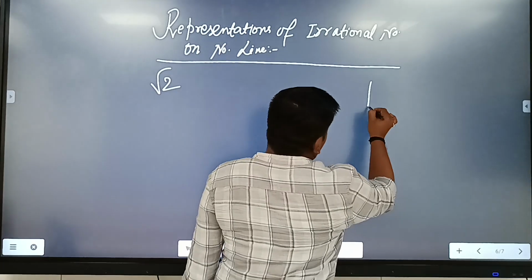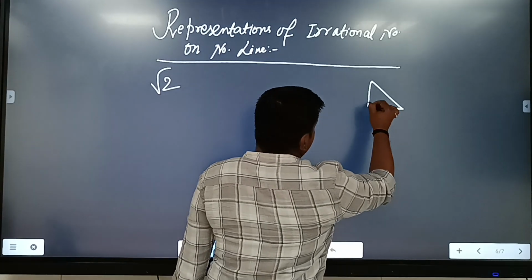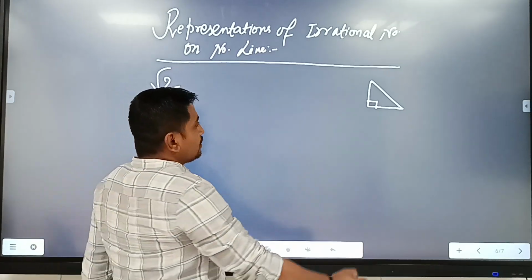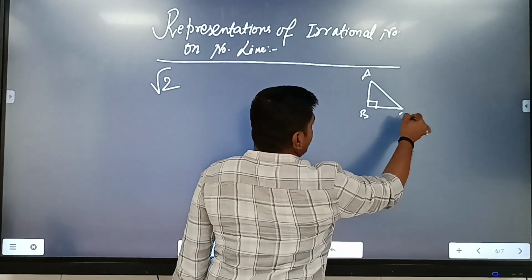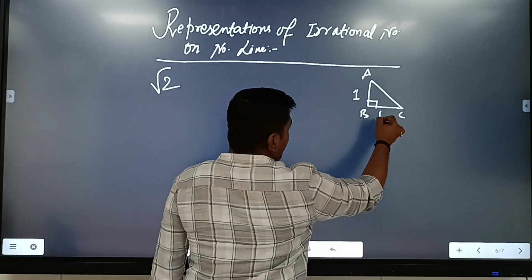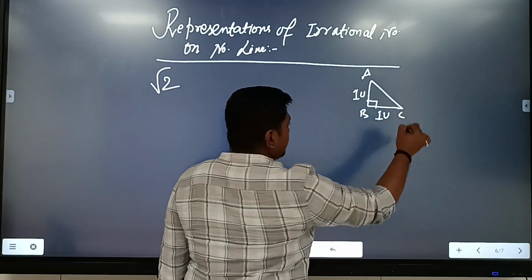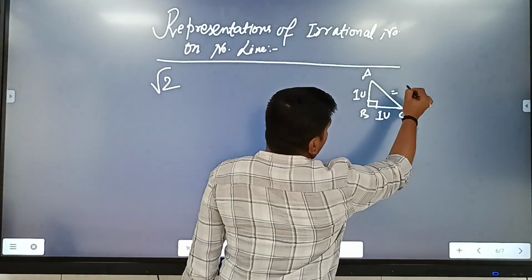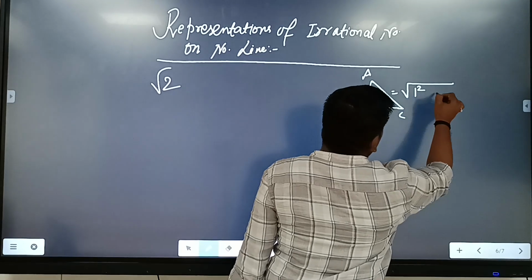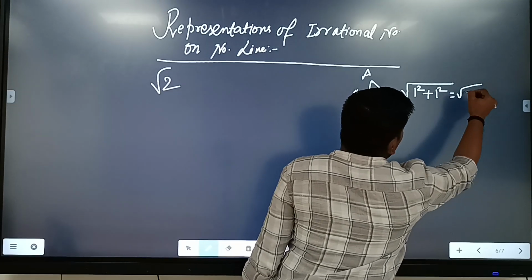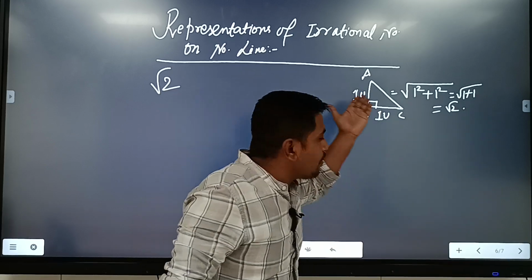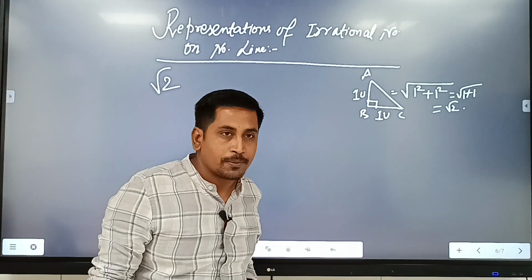So let's see, if I have a right angle triangle over here. Fine, this is a right angle triangle and the number is root 2. How will you get root 2? Just write A, B, C, right angle at B. If you take 1 as AB and 1 unit as BC, now what do you say about AC? AC will be equal to root under 1 square plus 1 square, which gives you root 2. It means that if we can draw this simple diagram, it will represent root 2 here.